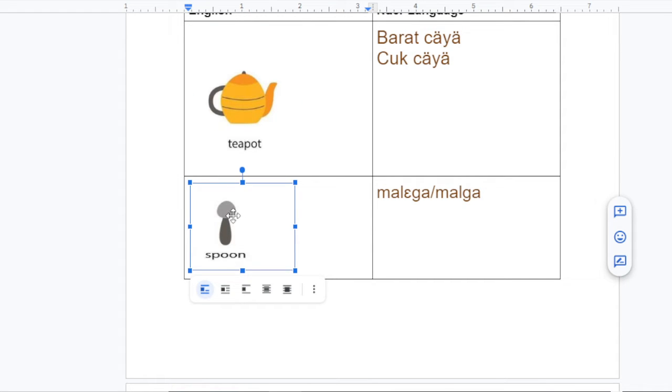A spoon. A spoon is called malega or malga. Malega or malga, they mean the same thing. You can use any. A spoon means malega.